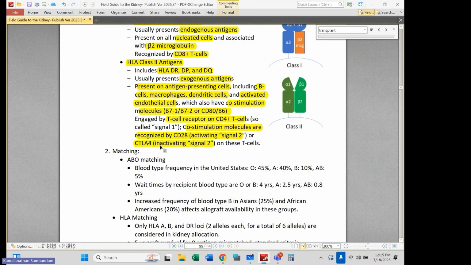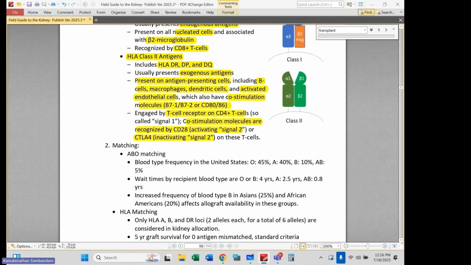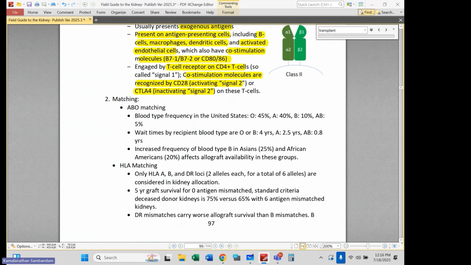You'll perhaps recognize this CTLA4 as, again, a target for belatacept. This is also a part of immune or immunotherapy in cancer. Okay, so these signal 2 or co-stimulation is also modified in the space of oncology in the opposite direction.